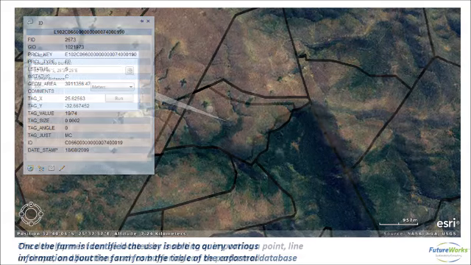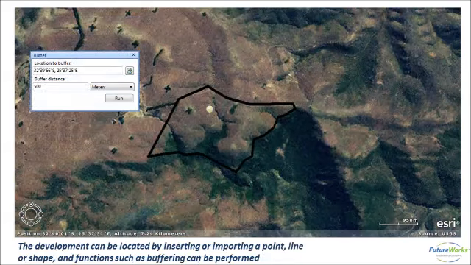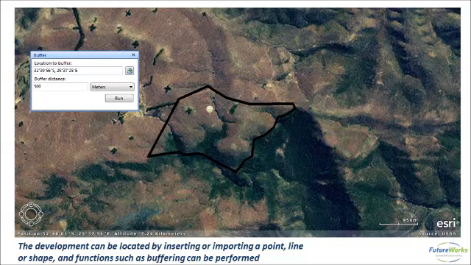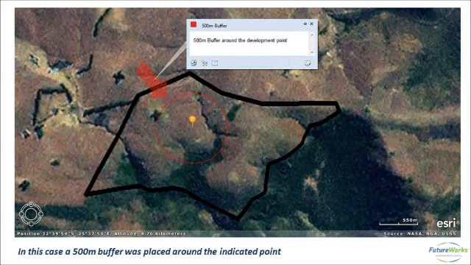The proposed development is located by inputting coordinates for a point. Alternatively, this could comprise of an ArcGIS layer, line or polygon, or even a KMZ file from Google Earth. In this example, we are going to create a buffer around the development node of 500 meters using the buffer tool. Once the buffer is created, there is also an option to add notes for reference.